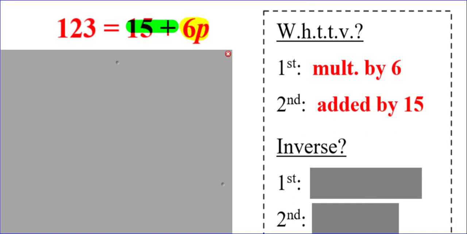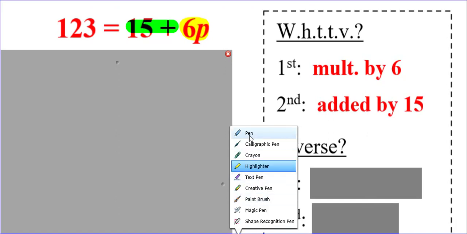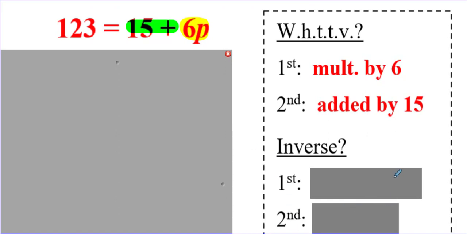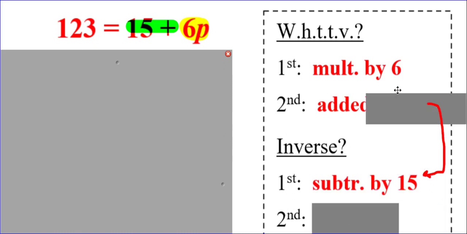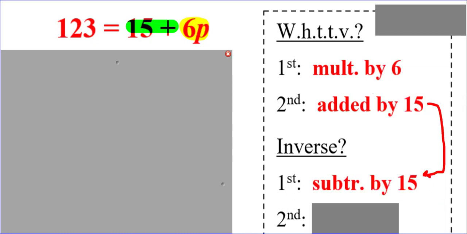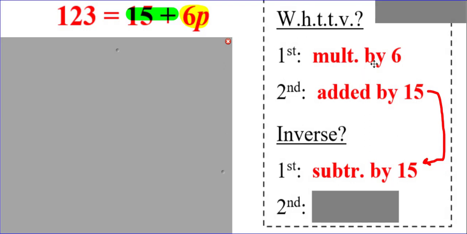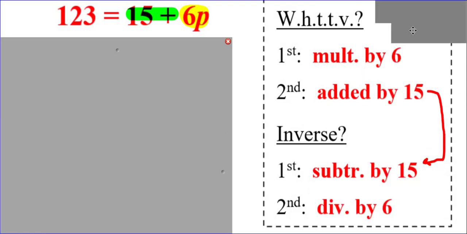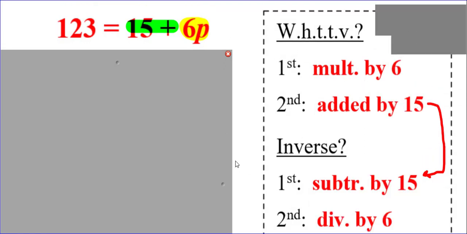What should be our first inverse? Well, as I've taught you in a previous lesson, the order for the inverse operations completely switches from what was happening to the variable. So we're going to start by subtracting by 15, and then later we'll do the inverse of multiplying by 6, which is to divide by 6.